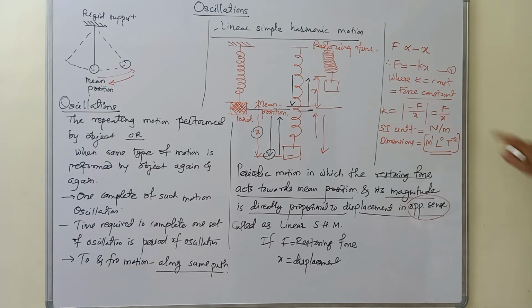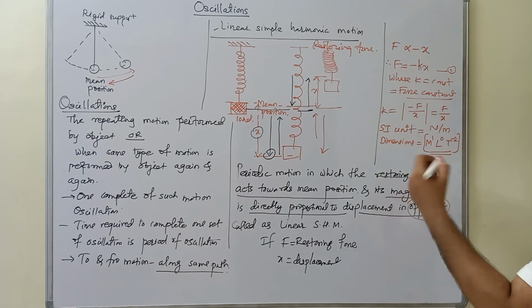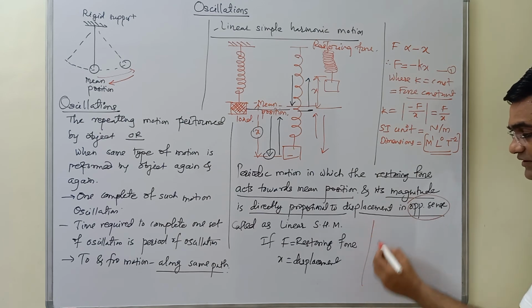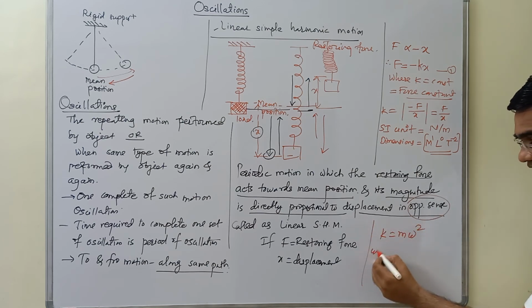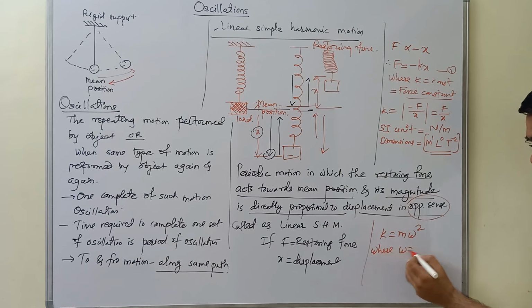Another formula: if I write the force in terms of mass into acceleration, then acceleration per unit displacement, A upon X, is always omega square, which we are going to prove. We can have another value of K, that is K equals M into omega square, where omega is called the angular frequency. Omega is called what? Angular frequency.